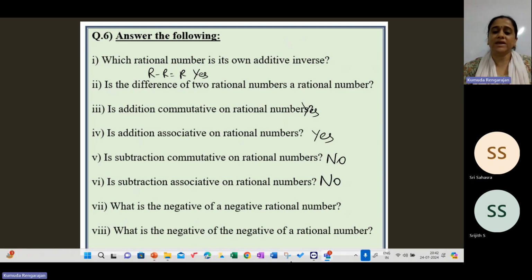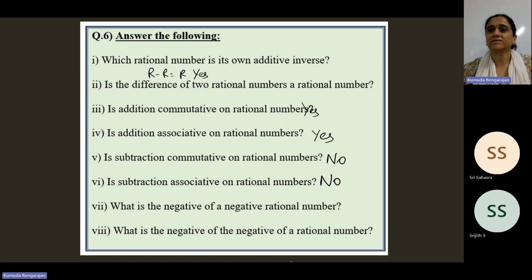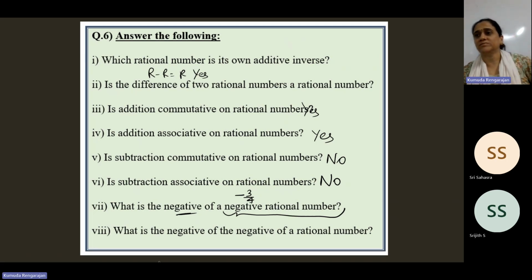What is the negative of a negative rational number? Take a negative rational number, like say minus 3/4. This is a negative rational number. Minus 3/4 is a negative rational number. What is the negative of this? 3/4. It's positive.